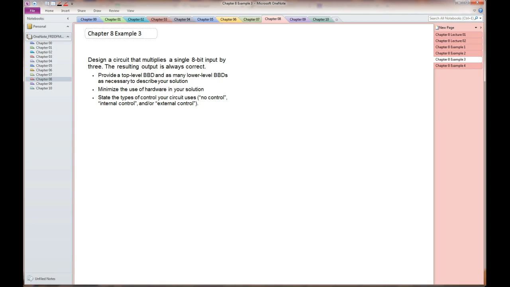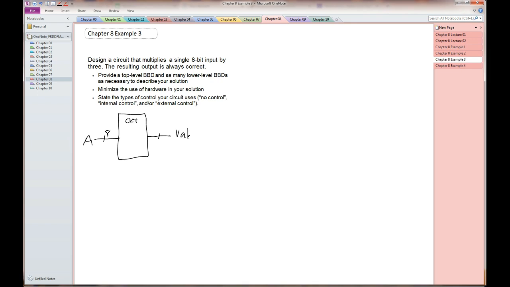This is Chapter 8, Example Problem 3. Once again, we are designing some type of circuit. In particular, this circuit multiplies a single 8-bit input by 3, and what the problem states is the resulting output is always correct. And so what we have here for this circuit is a circuit, I should probably give them better names, but we're okay for now. We'll just call it A. It's 8-bit. And here's the output.